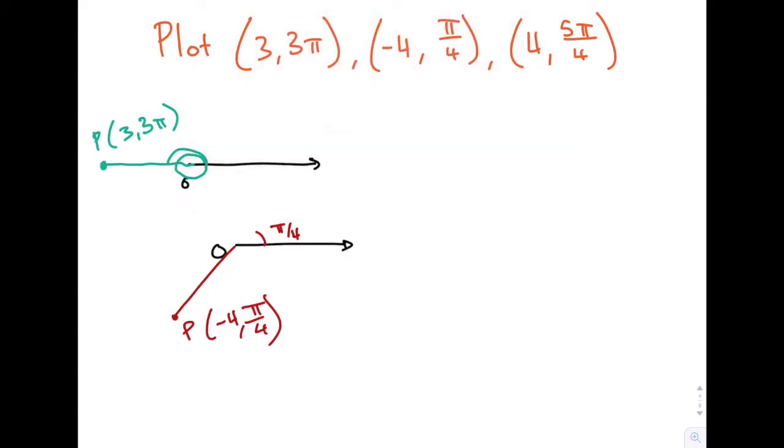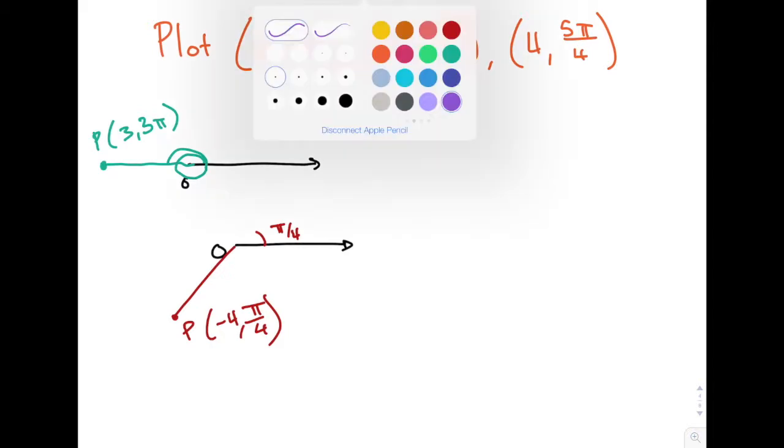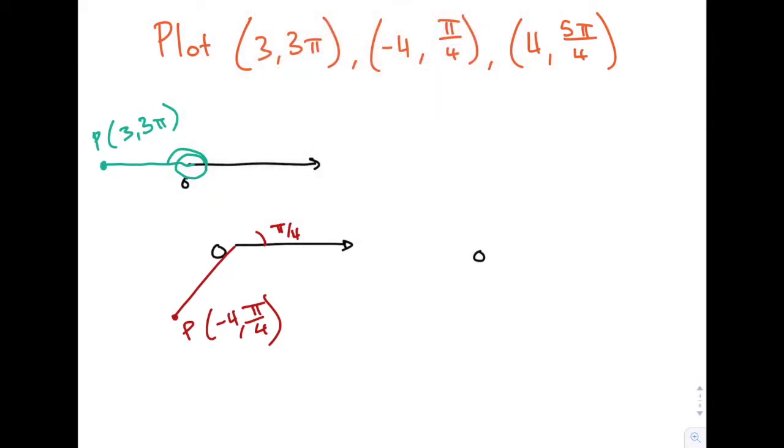And lastly, for (5, pi over 4), we again start with the origin and a polar axis. Do this one in purple.